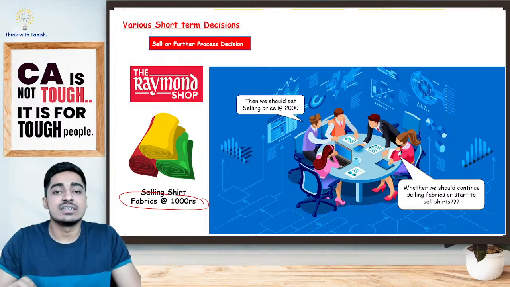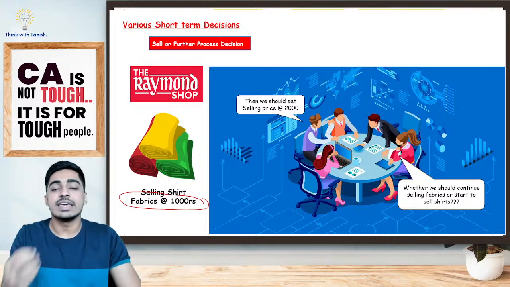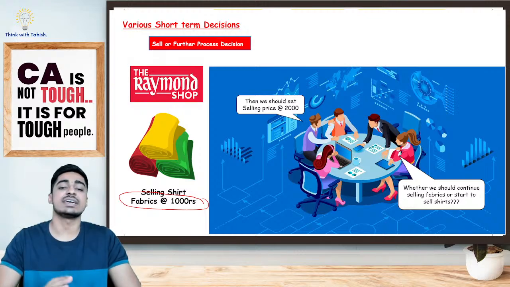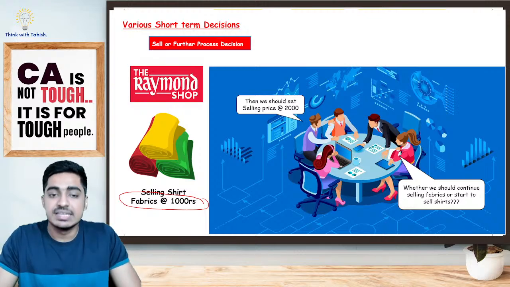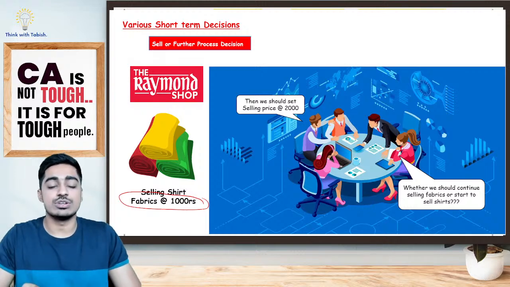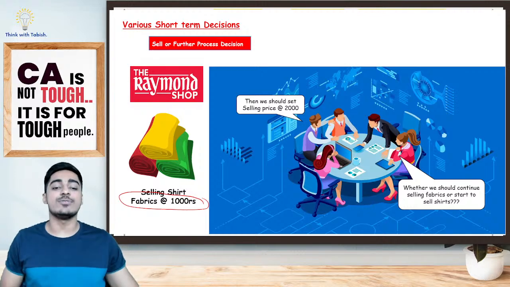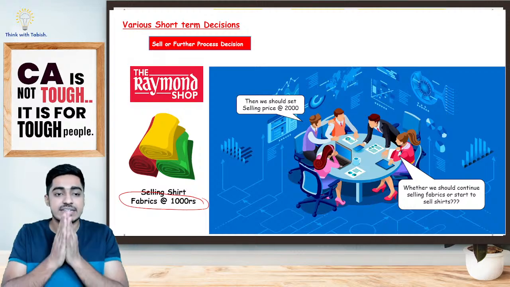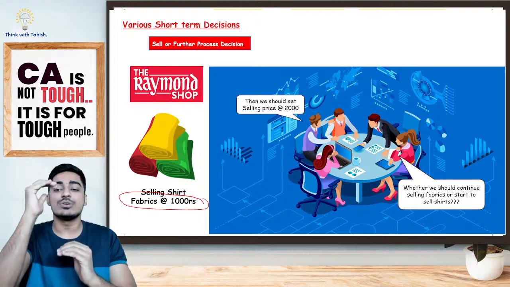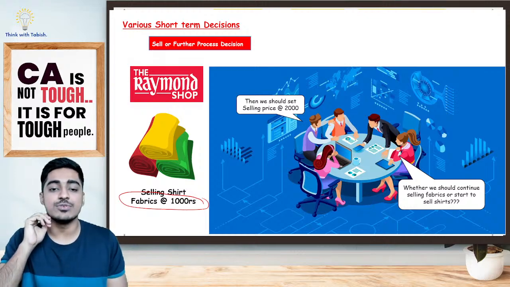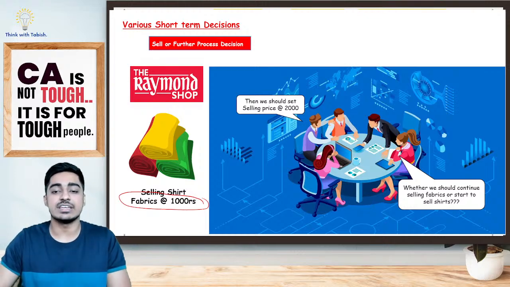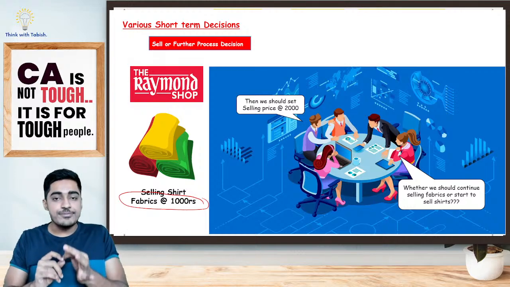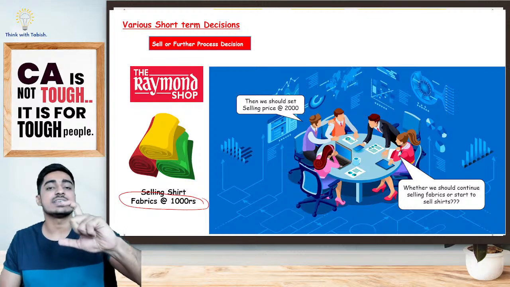If we sell it as a shirt, we have to incur certain additional cost. Again, if we are selling it as a shirt, we'll be getting certain additional revenue as well. So the company is deciding that if we sell it as a shirt, the selling price will be 2,000 rupees. How much extra revenue are we getting, students? As a fabric, we are selling it at 1,000 rupees. As a shirt, we are selling it at 2,000 rupees. So 1,000 rupees is the extra revenue we get if we convert it into a shirt.